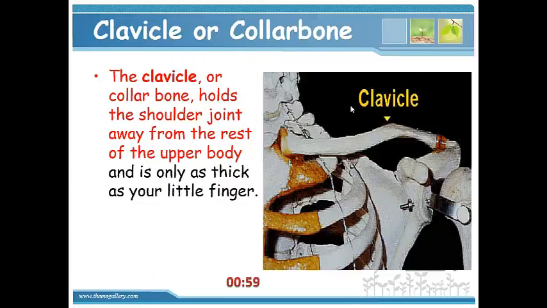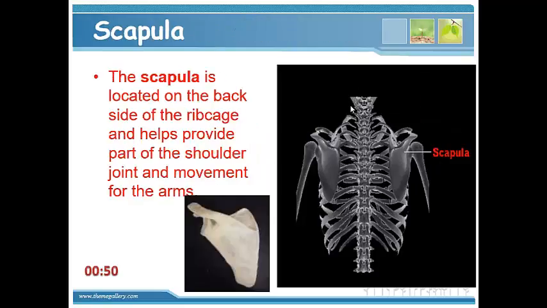And then the clavicle or collarbone. The collarbone holds the shoulder joint, which is away from the upper body. And next is the scapula. The scapula is located inside of the ribcage and it also provides an important joint to move the arms.